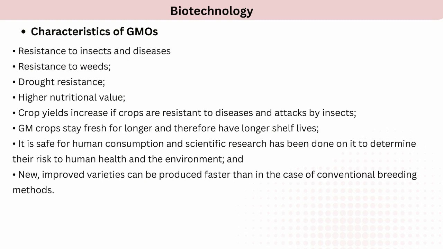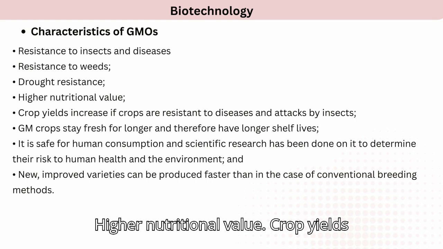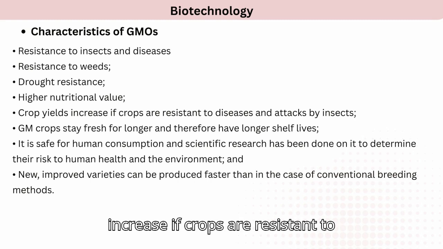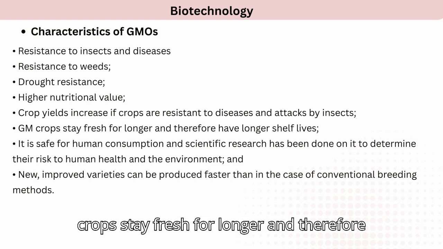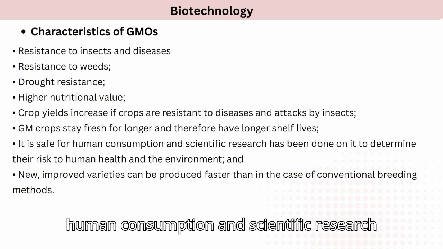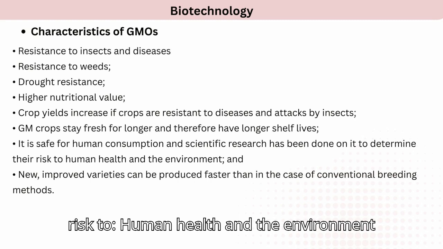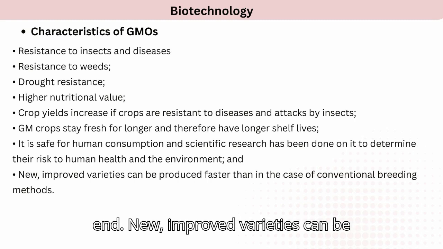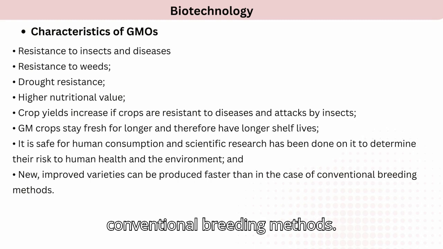Characteristics of GMOs. Resistance to insects and diseases. Resistance to weeds. Drought resistance. Higher nutritional value. Crop yields increase if crops are resistant to diseases and attacks by insects. GM crops stay fresh for longer and therefore have longer shelf lives. It is safe for human consumption and scientific research has been done on it to determine their risk to human health and the environment, and new, improved varieties can be produced faster than in the case of conventional breeding methods.